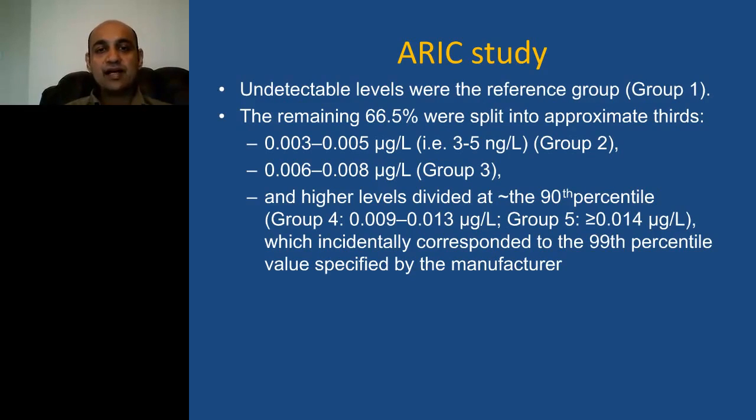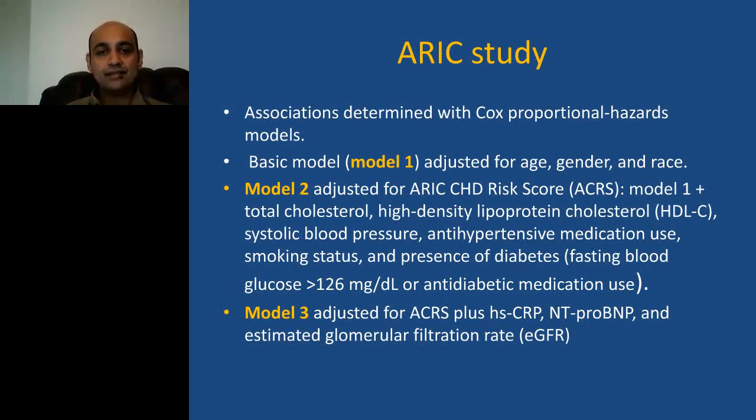So we had 3 to 5 nanograms as one group, 6 to 8 as the second group, and then we divided the higher groups at the 90th percentile, which was about 0.13, which incidentally was what the older generation assay could measure troponin at. So then we looked for associations between troponin and various events.